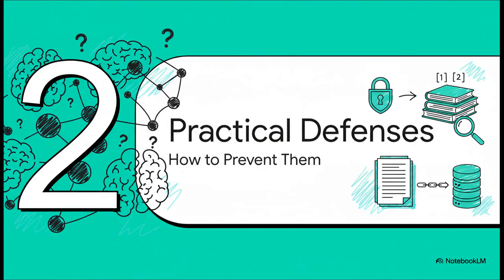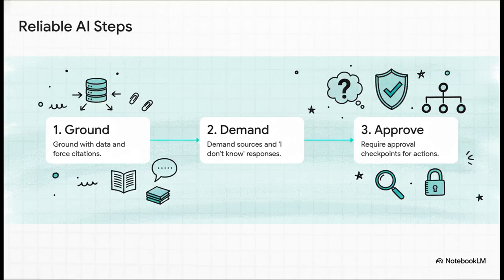Okay, enough about the problem. Let's get into the solutions. This is where things get really interesting, because we can actually do something about this. There are real, practical defenses we can build to make our AI systems way more reliable and trustworthy. And it really boils down to a pretty straightforward three-step game plan. These are things you can actually do to seriously cut down the risk of hallucinations. So let's break each one down.